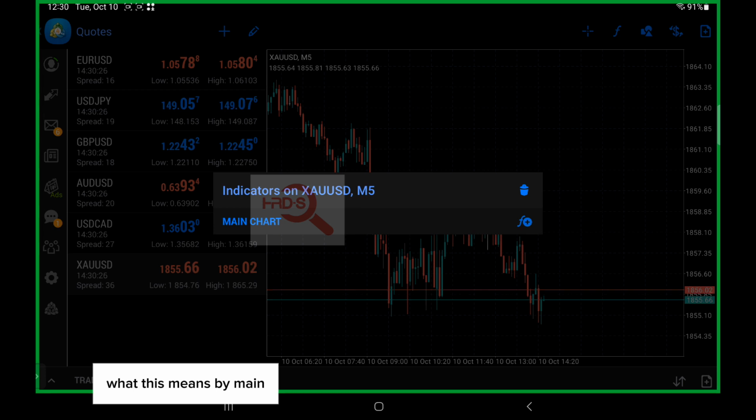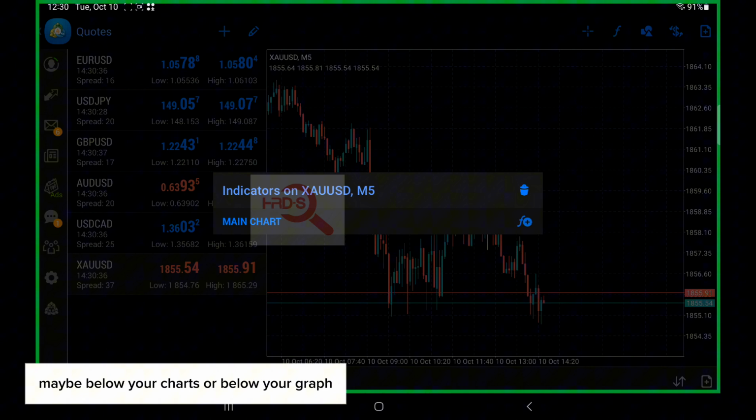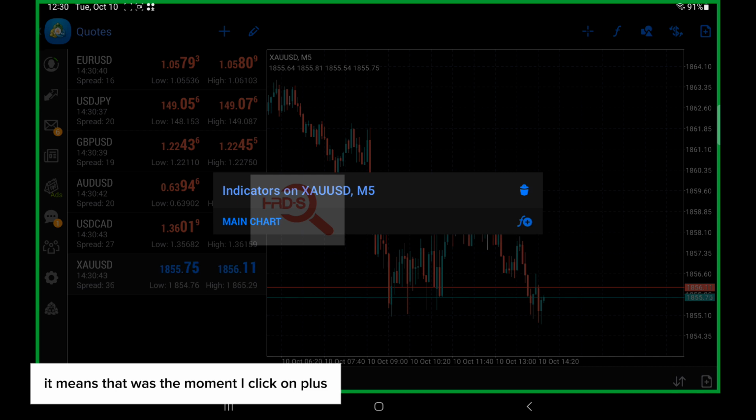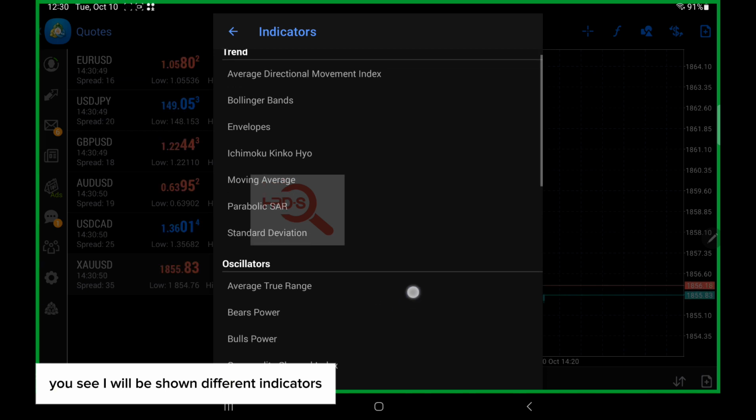What this main chart means is that this indicator I'm about to add, or whatever indicator that you want to add, will appear on your main graph. There are indicators that will appear maybe below your charts or below your graph. But by this main chart, it means that the moment I click on plus, and now I'm clicking on F plus sign, you see, I will be shown different indicators.